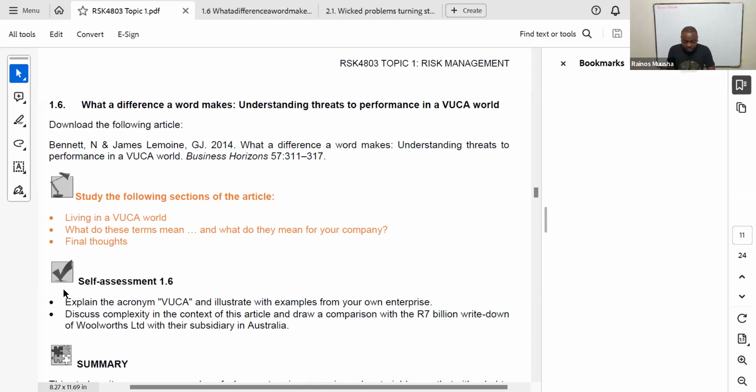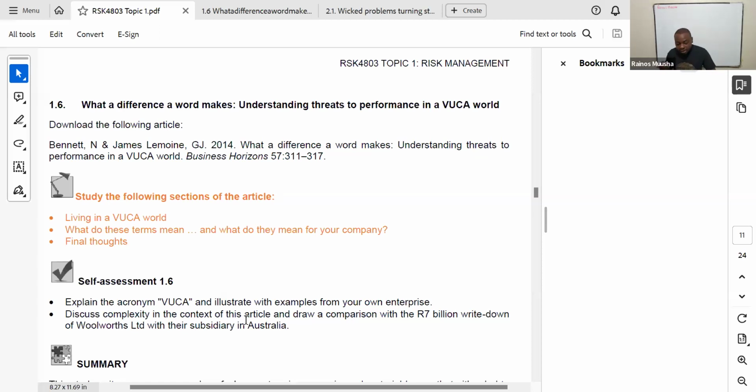So when you look at Unit 1.6, they say, explain the acronym VUCA and illustrate with examples from your own enterprise. Then they also say, discuss the complexity in the context of the article and draw a comparison with the 7 billion write-down of Woolworths with their subsidiary in industry, of which this part I don't really think is going to be that necessary.